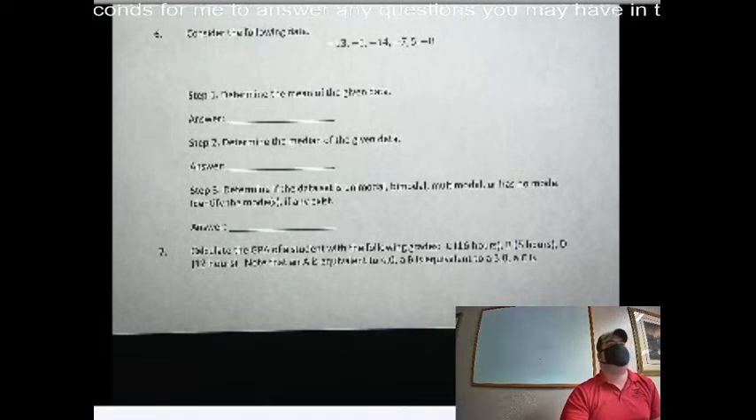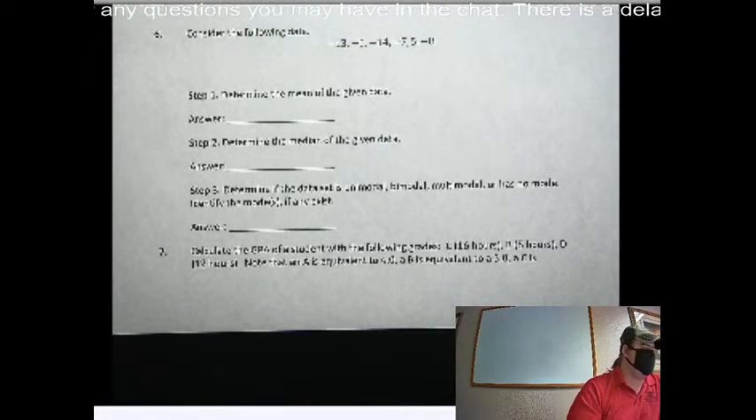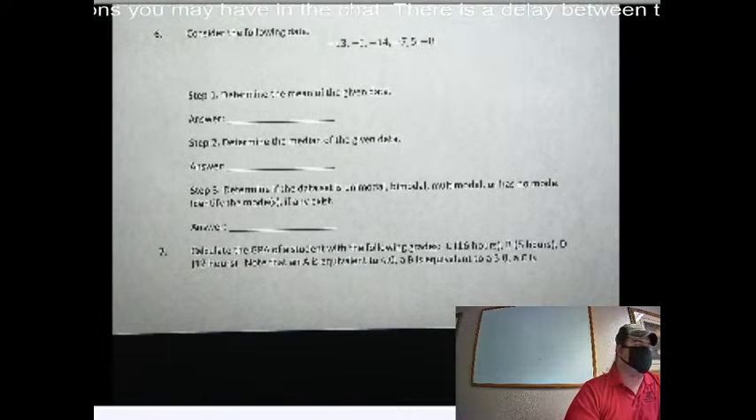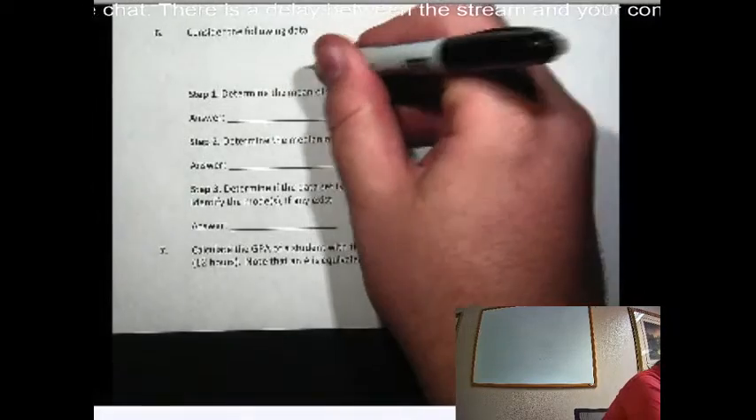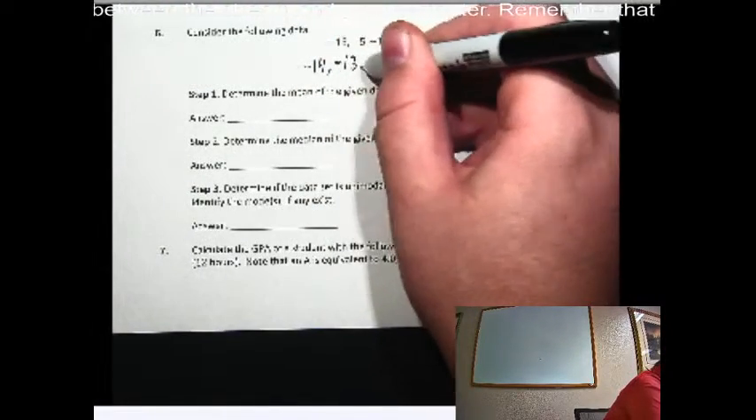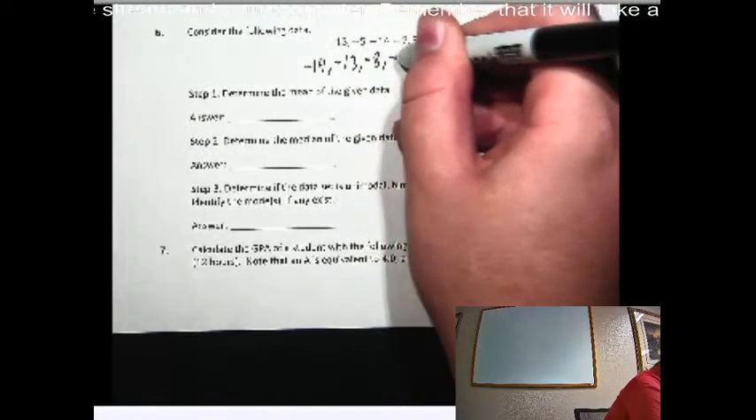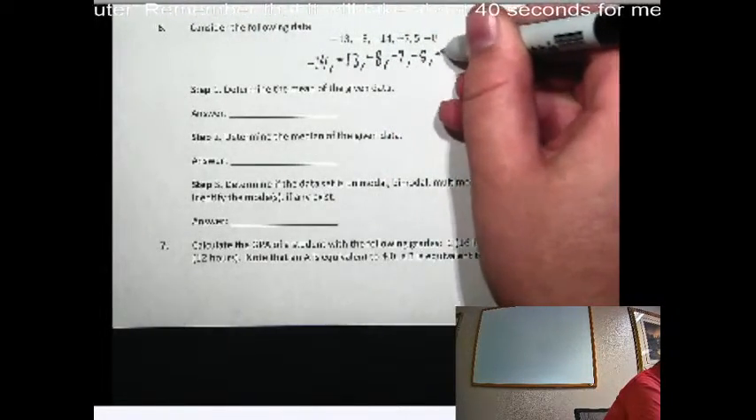It wants us to find the mean, median, and mode for this set. Well, what's the first thing that we should probably do with this data? Put it in order. Yeah, absolutely. So, negative 14, and then negative 13, negative 8, negative 7, negative 5, and 5.